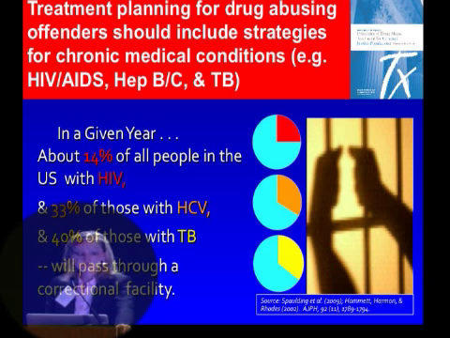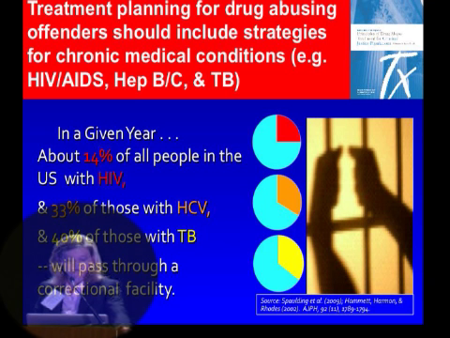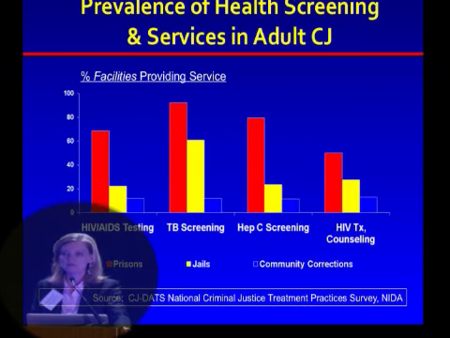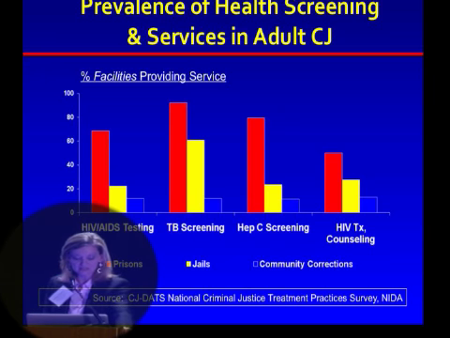With regard to infectious disease, this is a population that has tremendous need within the U.S. In any given year, about 14% of everyone with HIV, 33% of those with Hep C, and about 40% of those with TB will pass through a correctional facility. We don't do a very good job of providing basic types of services, including HIV testing, TB screening, Hep C screening, and then any kind of HIV treatment and counseling within our systems.